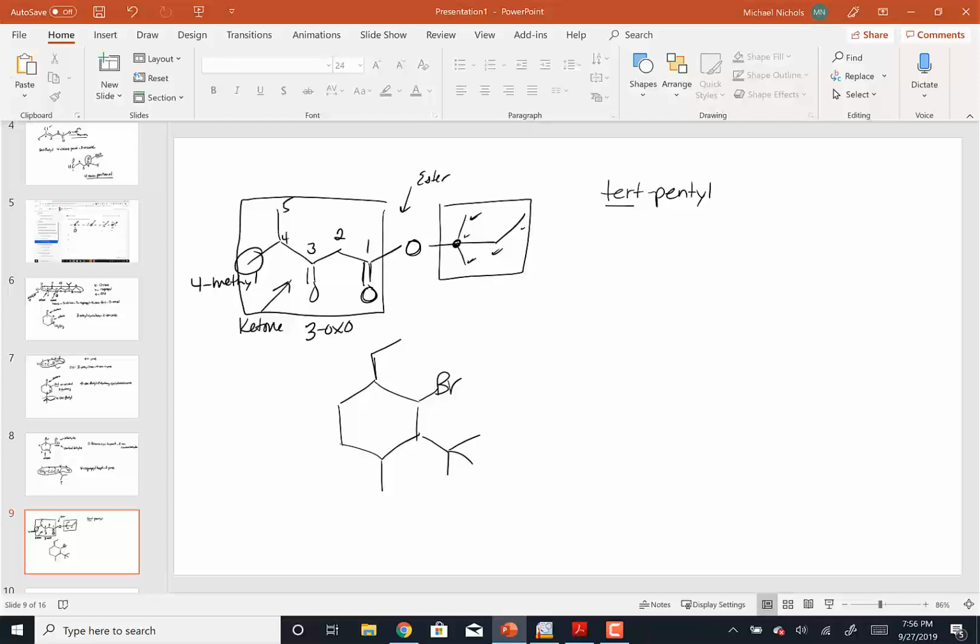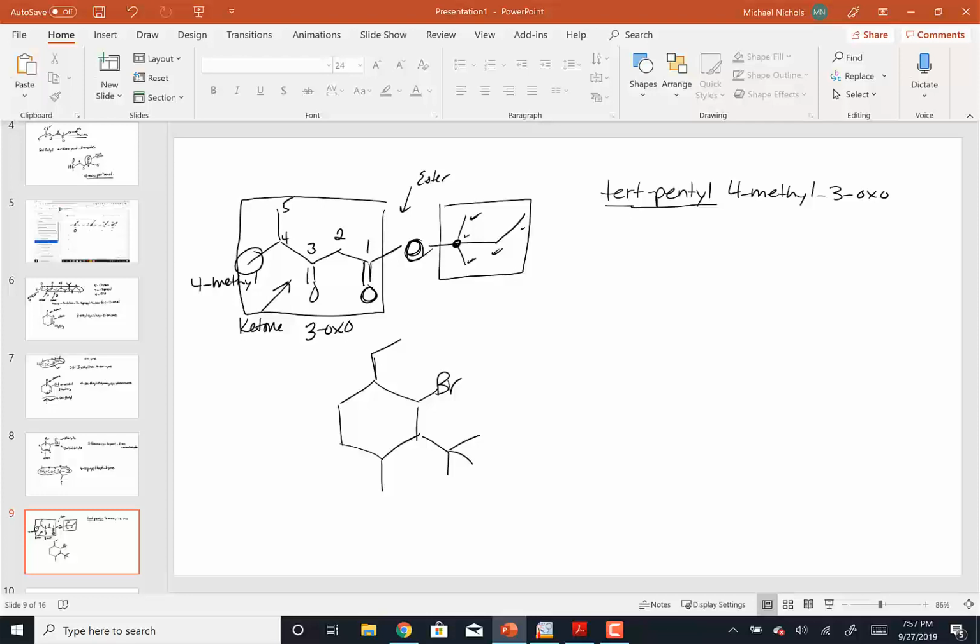So let's put together our alphabetized list of substituents. So we start the name with tert-pentyl. Next would come 4-methyl. And just a tiny thing, notice that there's just a space between the tert-pentyl and the 4. There's no hyphen. That indicates that this is the group that's attached to this oxygen. So we've got a 4-methyl, 3-oxo, because M comes before O.